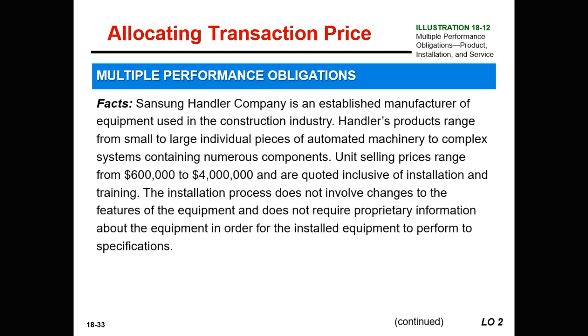Handler's products range from small to large individual pieces of automated machinery to complex systems containing numerous components. Unit selling prices range from $600,000 to $4 million and are quoted inclusive of installation and training. The installation price does not involve changes to the features of the equipment and does not require proprietary information about the equipment in order for the installed equipment to perform to specifications.